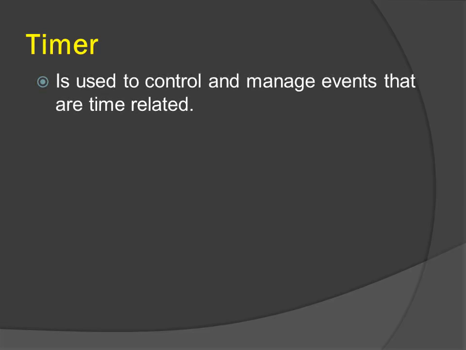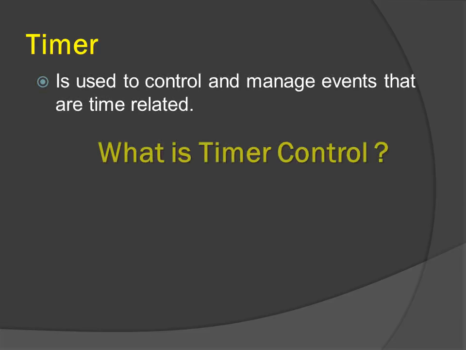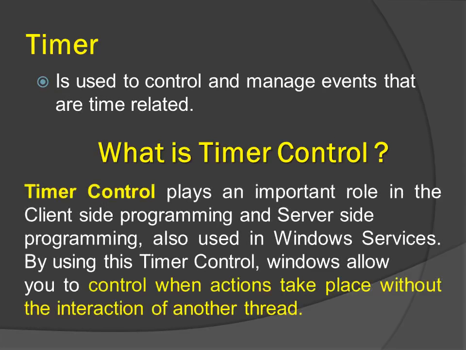When we say timer, it is used to control and manage events that are time related. So what is a timer control? Timer control plays an important role in client-side programming and server-side programming, and is also used in Windows services. By using this timer control, Windows allows you to control when actions take place without the interaction of another thread.